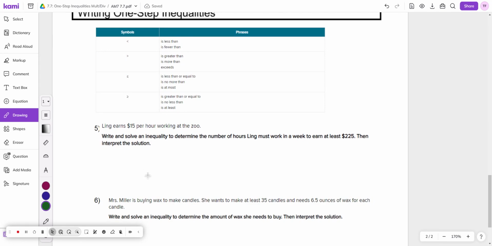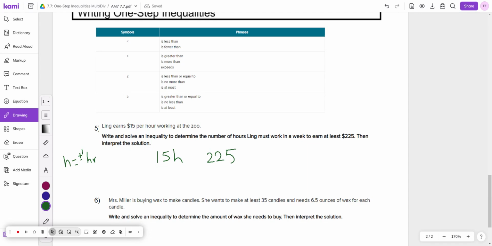Ling earns $15 per hour working at the zoo. Write and solve an inequality to determine the number of hours Ling must work in a week to earn at least $225. Then interpret the solution. She works $15 per hour, so let's say H stands for the number of hours. So $15 times the number of hours she works, and she wants to earn at least 225.